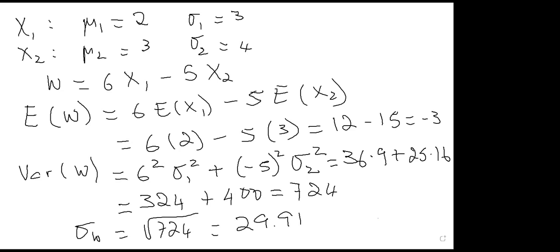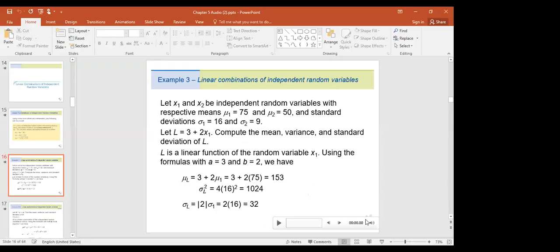I will quickly go back to your PowerPoint and we will see the example which is on the PowerPoint, because this example, I made it up. I will quickly go through the ones that are on your PowerPoint. Let x1 and x2 be independent random variables with respective means mu1 equal to 75 and mu2 equal to 50 and standard deviations sigma 1 equals 16, sigma 2 equals 9. Let L equal 3 plus 2x1. Compute the mean, variance, and standard deviation of L.